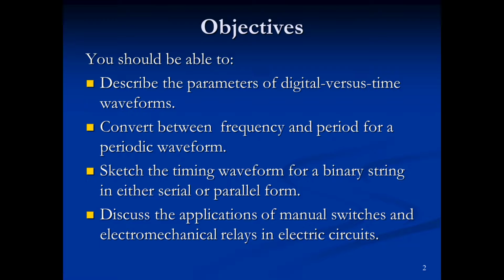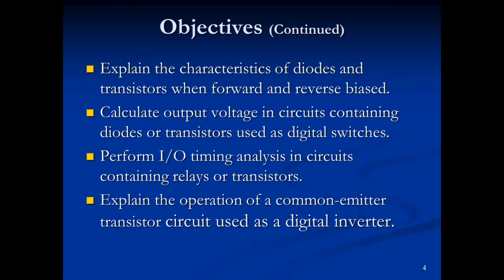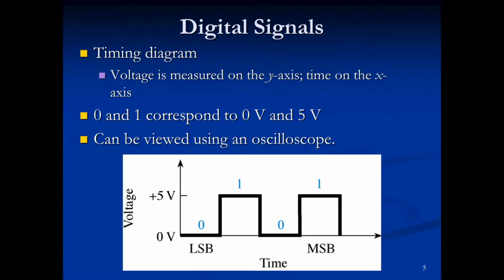We'll talk about serial and parallel transmission, manual switches, electromechanical relays, how diodes and transistors work, and the output voltages in circuits containing these diodes or transistors that are being used as digital switches. We'll also do a little bit of I/O timing analysis in circuits containing relays or transistors, and then go over a little bit about how transistor circuits can be used as a digital inverter.